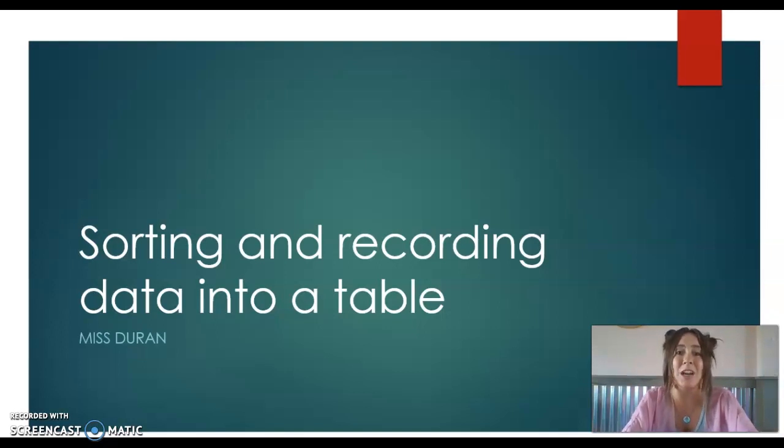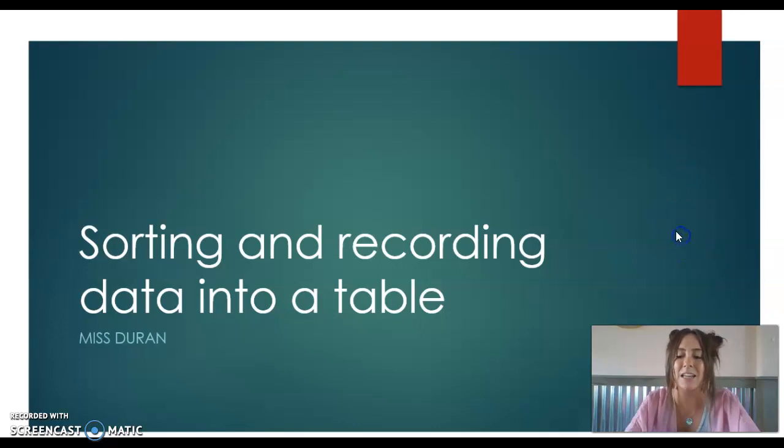Today we're going to start talking about our new topic, and you can see our new topic. It's on the screen here. It is sorting and recording data into a table. Let me tell you, this is my favorite thing to teach all year long, and I am so sad that we don't get to do it together in person, but I promise that we're going to make the most of it, and we're still going to have some fun along the way. So, sorting and recording data into a table.